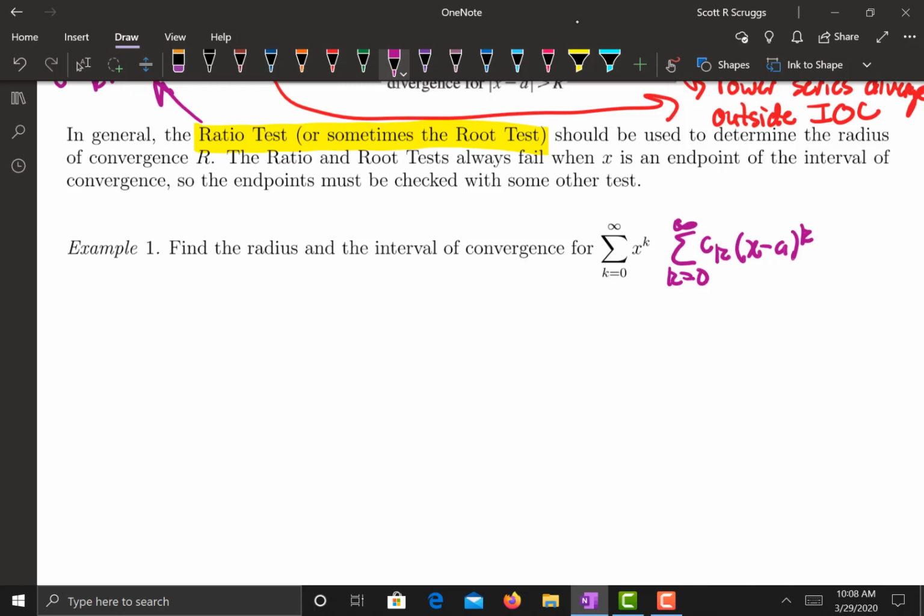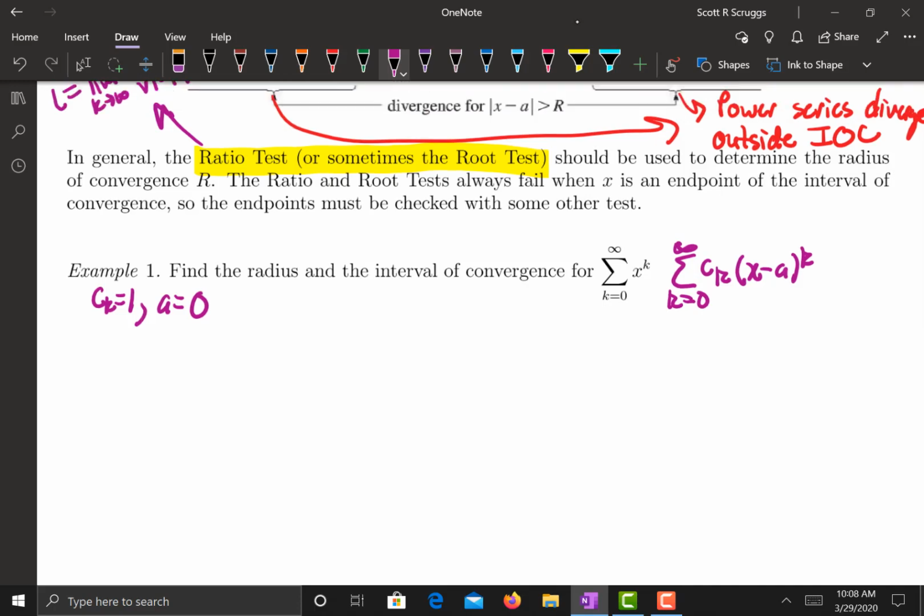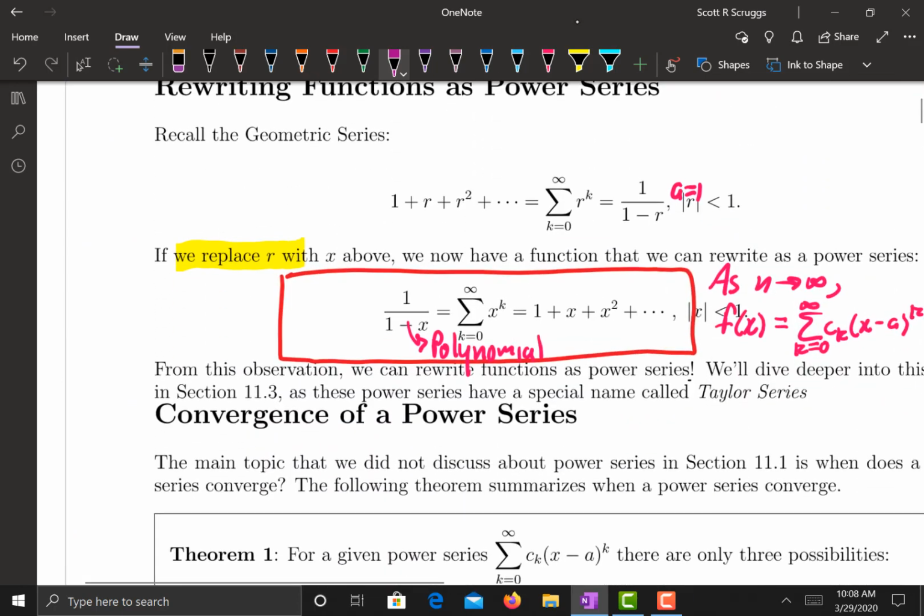Now note that I don't have any coefficients up front, so that means c of k is just 1. And because it's just x raised to the k, that tells me that my power series is centered at 0. So I'm not going to do the ratio or the root test, because we noted above that this is a geometric series where I just replace r with x.